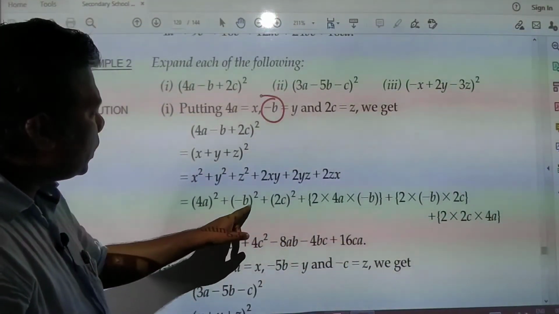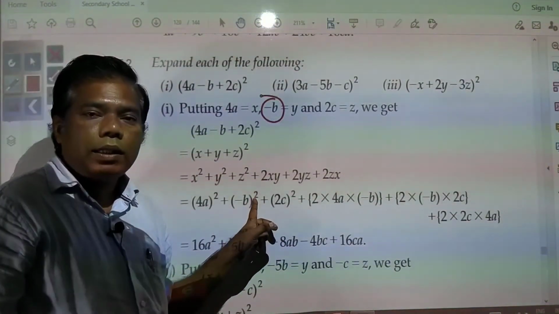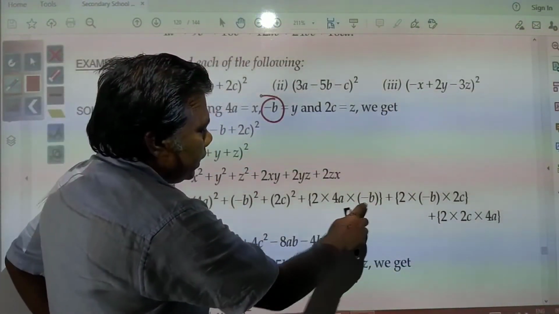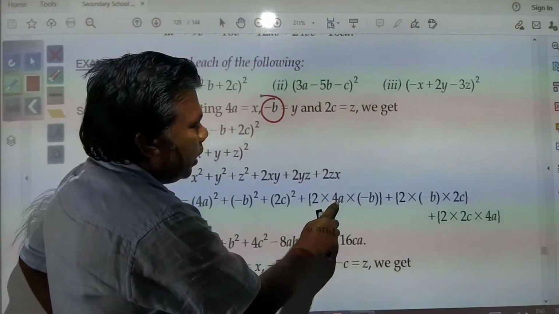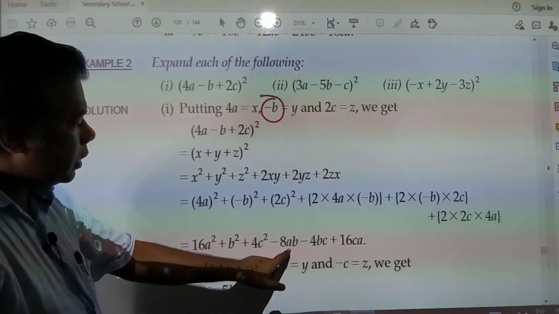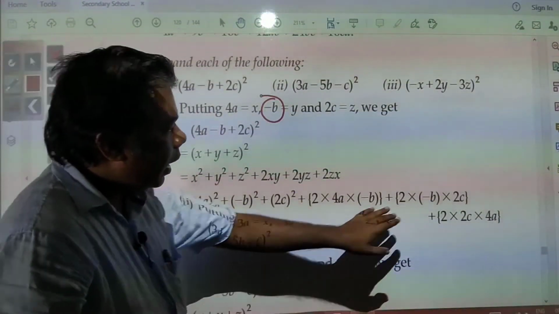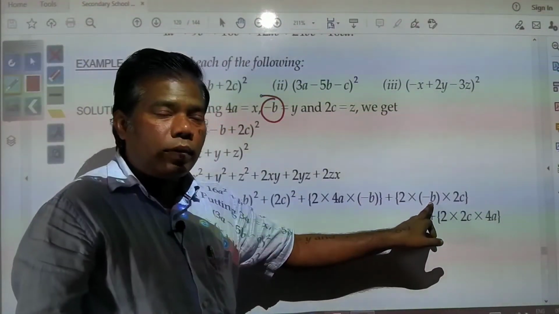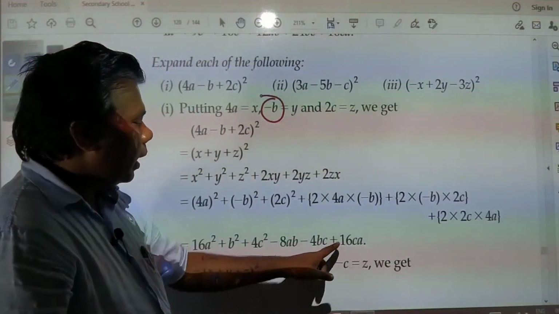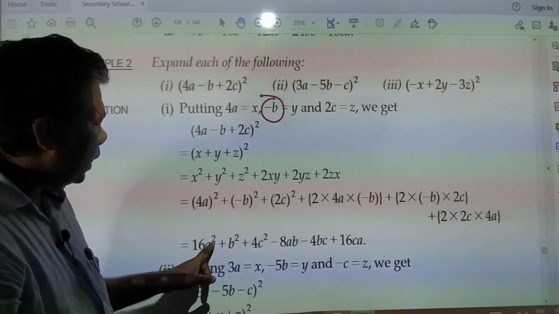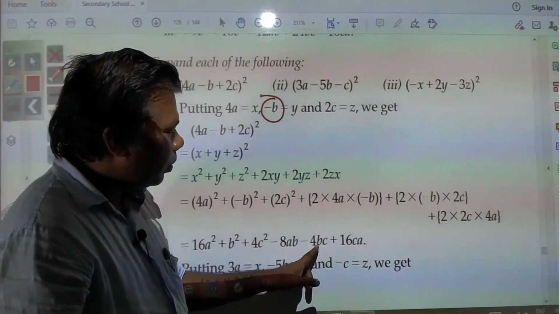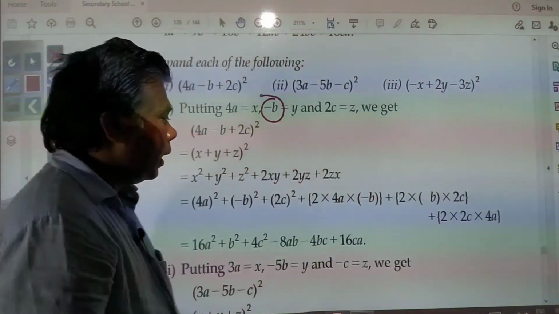Here you see minus b whole square, so since it is squared, that will be positive. But if only minus b is there, then 2 into 4 is 8, 8ab you will get, and this will be negative. So minus 8ab you have got, and with b here, minus b times 2c, this will be minus 4bc, and this will be your answer: 16a square plus b square plus 4c square minus 8ab minus 4bc plus 16ca.